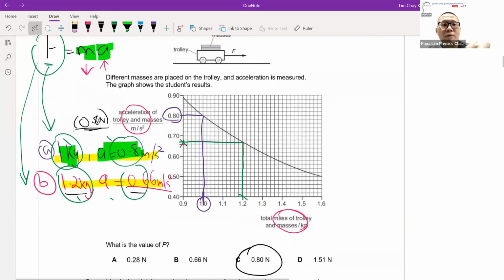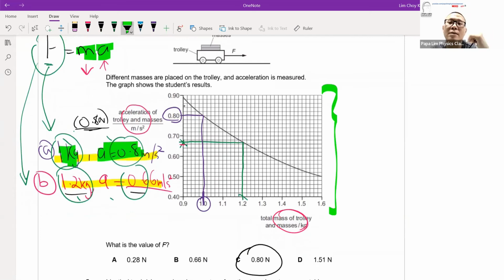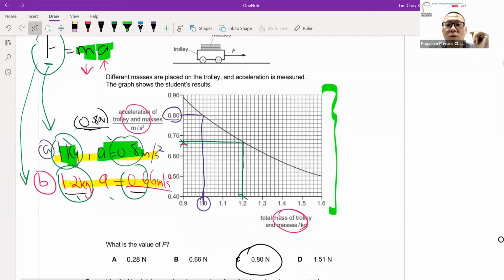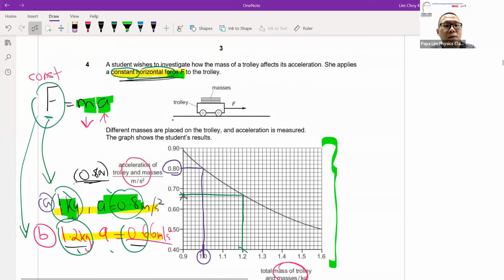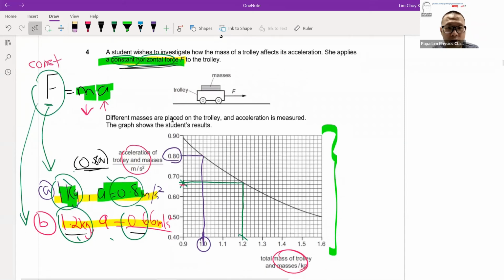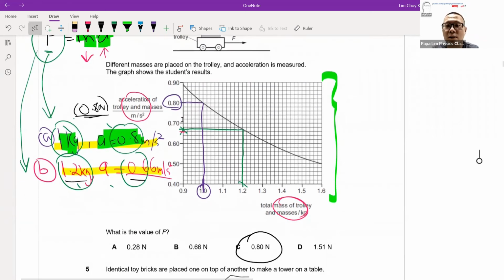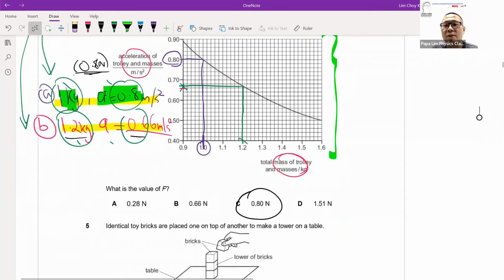What this graph is trying to tell students is that although the mass is different and the acceleration is different, these two factors have a common relationship: the product of these two numbers will always give rise to the same value. What value are we talking about? The constant horizontal force. So what the question needs from you, for question 4, is to allow students to take time to interpret the graph and infer the relevance of the correct data.